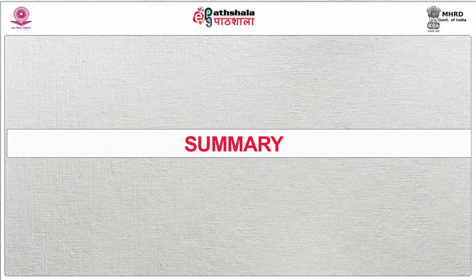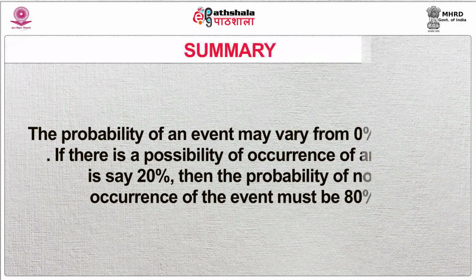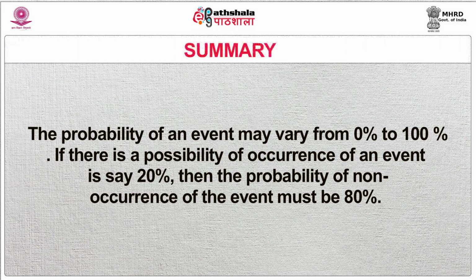Friends, let us now summarize the module. The present module explains the basics of probability and its distribution. Probability, in simple terms, is a measure of chance. There are two schools of thought that describe probability, namely logical experience and quantifiable level of belief. The probability of an event may vary from 0% to 100%. If there is a possibility of occurrence of an event, say 20%, then the probability of non-occurrence of that event must be 80%.